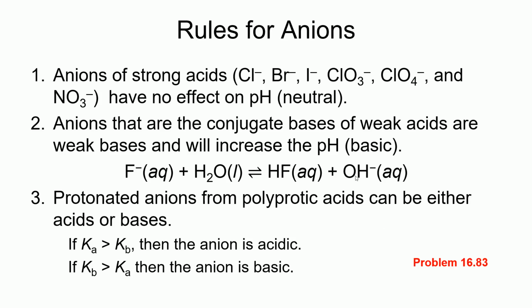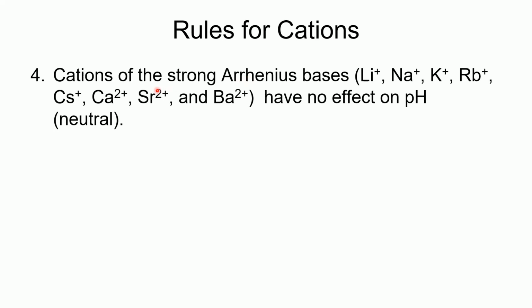All right, so we've looked at the rules for anions, and we now want to look at the rules for cations. So we'll look at our rules for the cations. When it comes to the rules for cations, we will see the cations of the strong Arrhenius bases, and that's going to include lithium, sodium, potassium, rubidium, cesium, also calcium, strontium, and barium.